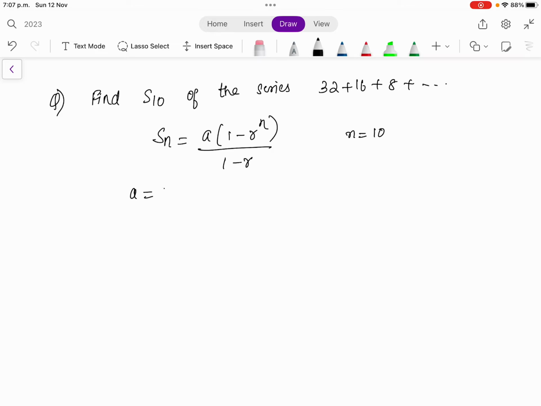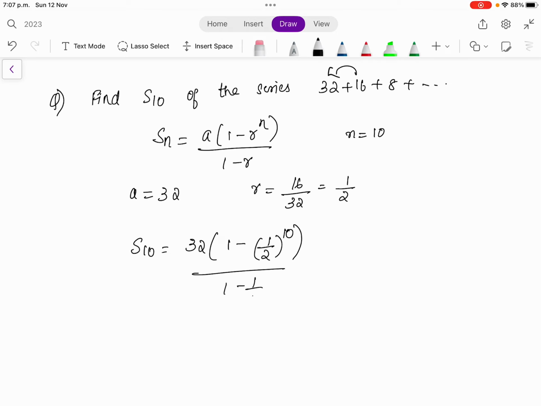So a is the first term, which is equal to 32. To find r, what do you do? You divide two terms here. So 16 over 32 is equal to 1 over 2. Now S10 is equal to 32 times 1 minus 1 by 2 to the power of 10 divided by 1 minus 1 by 2.